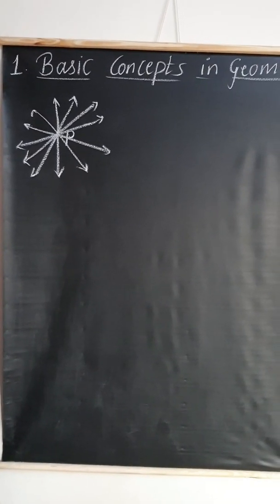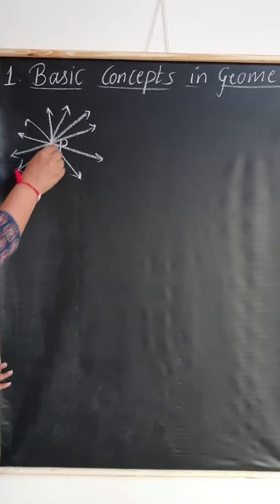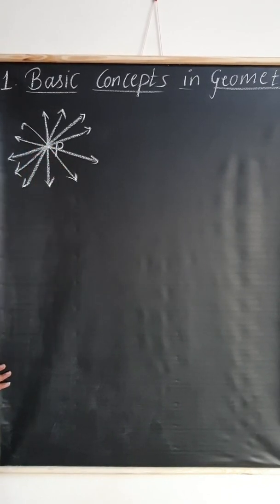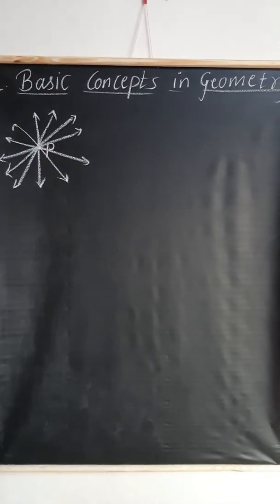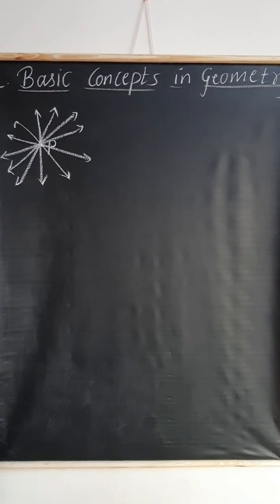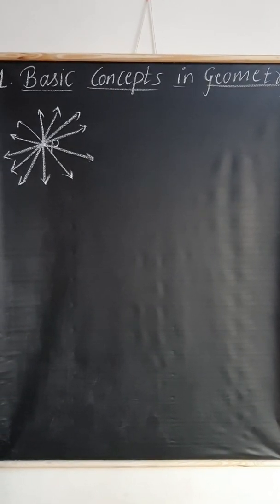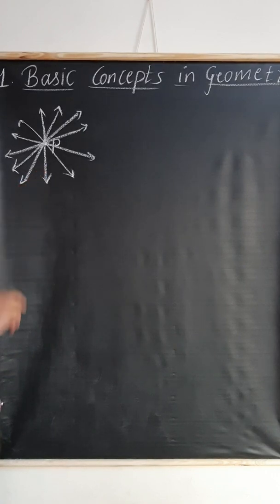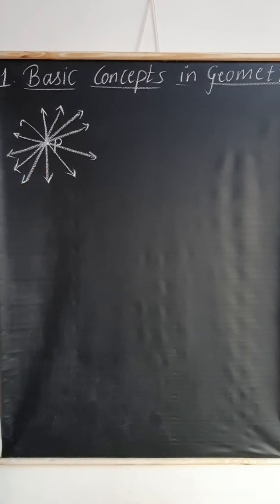That means I can draw many lines passing through this single point P. So many means here an infinite number of lines. Infinite means what? The lines which cannot be counted. Infinite means something which cannot be counted. So infinite number of lines can be drawn passing through one point.